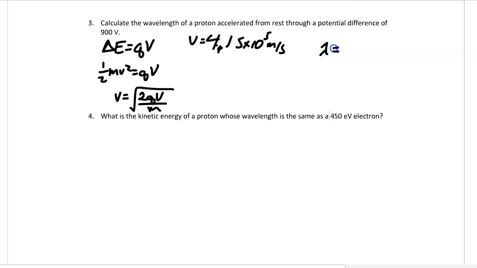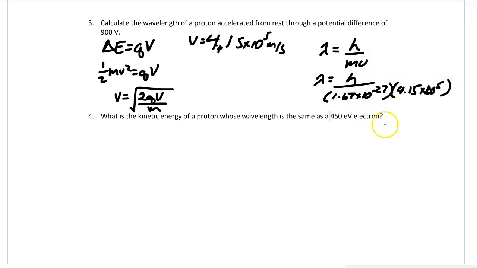And so the wavelength being h over mv. Now, in this particular question, substituting in, trying to find the momentum directly, is a lot more difficult because you're dealing with this v squared. Not one of the v's is canceling out. So doing this as two steps is probably preferable. Again, 1.67 times 10 to the negative 27, 4.15 times 10 to the 5. That should generate a wavelength of 9.6 times 10 to the negative 13 meters.